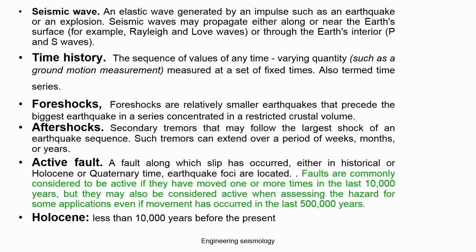Okay. Foreshocks are relatively smaller earthquakes that precede the biggest earthquake in a series within a restricted crustal volume. In a given location, there may be smaller earthquakes occurring before a big earthquake. Those earthquakes are called foreshocks. An aftershock is a secondary tremor that may follow the largest shock in an earthquake sequence. Such tremors can extend over a period of weeks, months or years. So, here you understand what the foreshock and the aftershock are. This is where your big earthquake is going to occur, these smaller events before it are the foreshocks, and whatever occurs after it is called the aftershock.